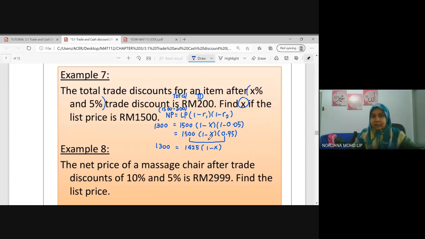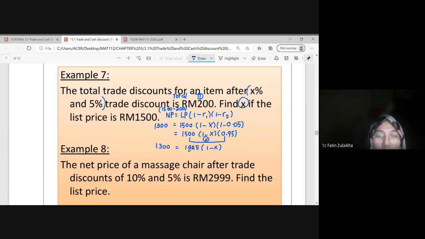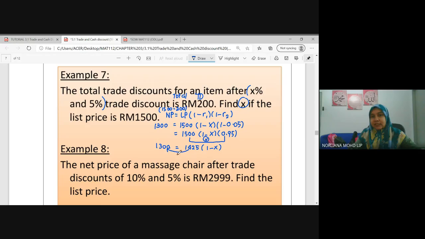Ni awak boleh darab kan tadi? Okay, yang ni mana nak selesaikan ni? Apa perlu kita buat? Pindah kan? Pindah ke sini, dia jadi bahagi. So 1,300 divided by 1,425 equal to 1 minus X. Okay, dapat apa?